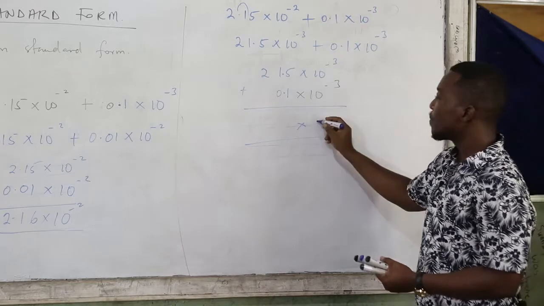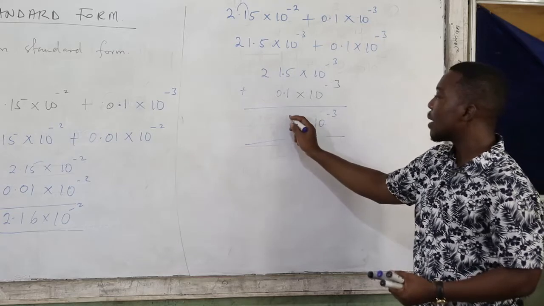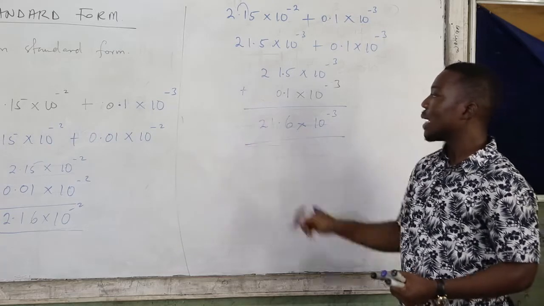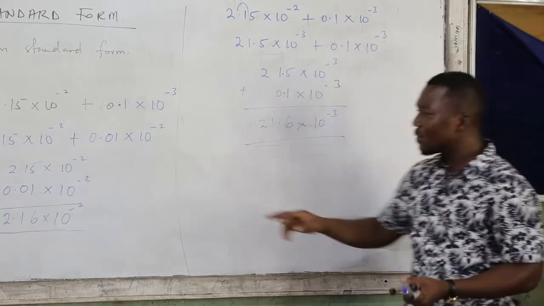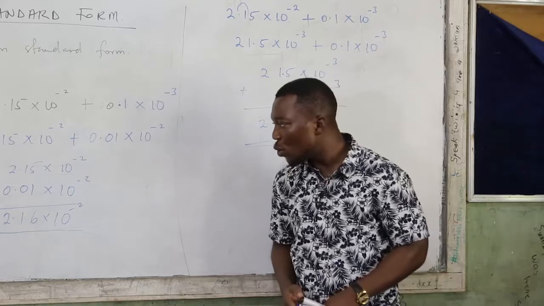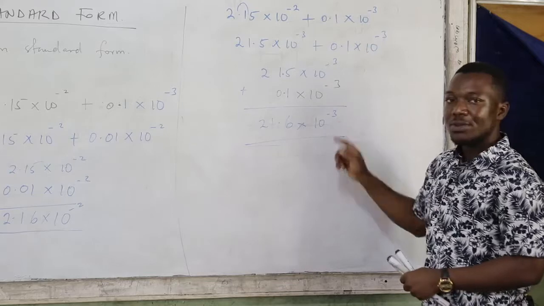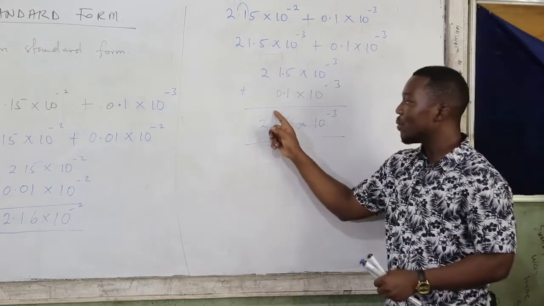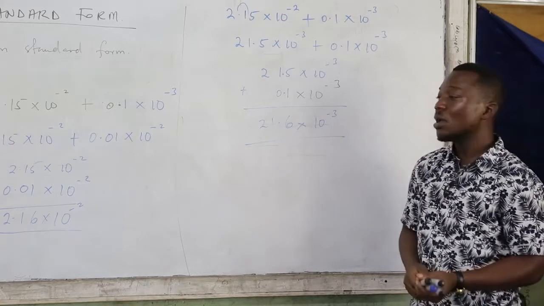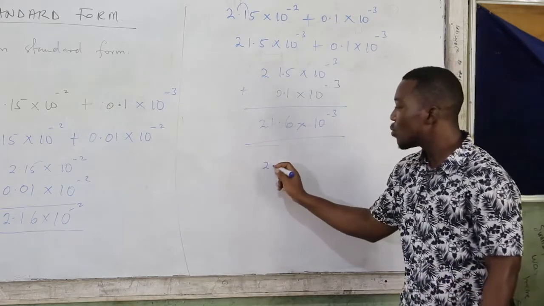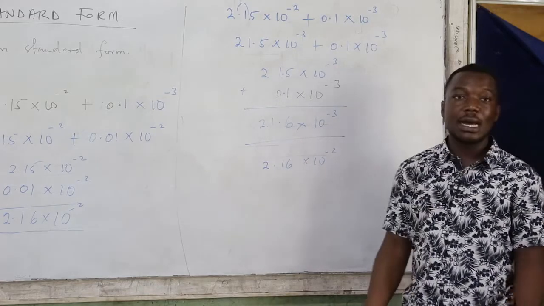Look at this work again. 5 plus 1, we have 6. Then we have 21.6 times 10 raised to the power negative 3. This answer here is 2.16 times 10 raised to the power negative 2. Now it means we can do something to this. What do we do? If we make it smaller, it means that this number is going to increase by 1. Okay, so let's do that for this one. We have 2.16 times 10 raised to the power minus 2 as required.